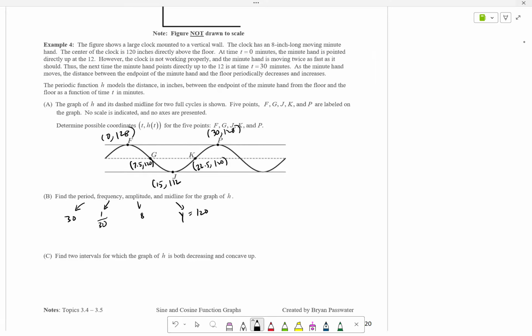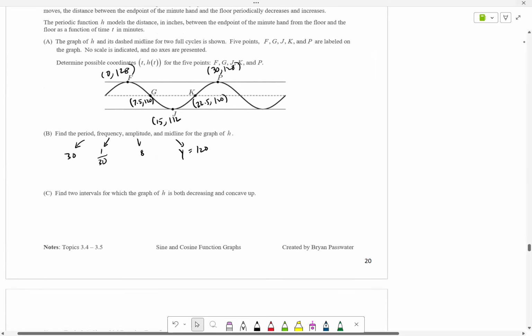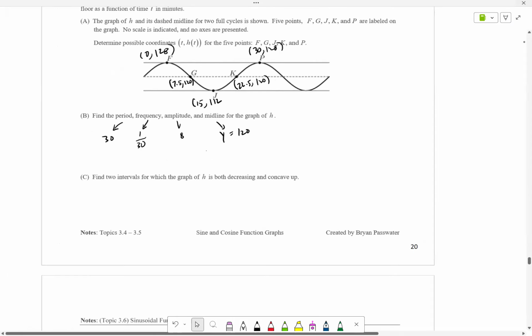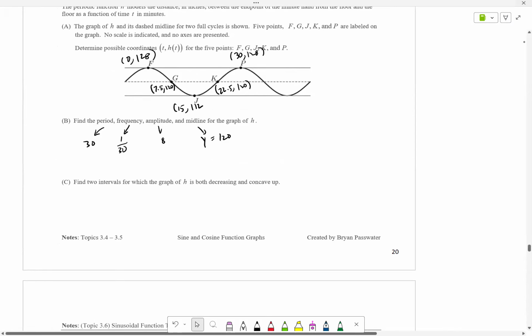Any questions? Nicely done. Okay, now part C is asking for two intervals for which the graph of H is both decreasing and concave up. Could you show me the shape that we're looking for? It's decreasing and concave up. Yeah, we're looking for this, right? Decreasing, concave up.